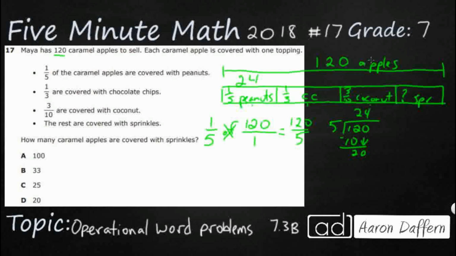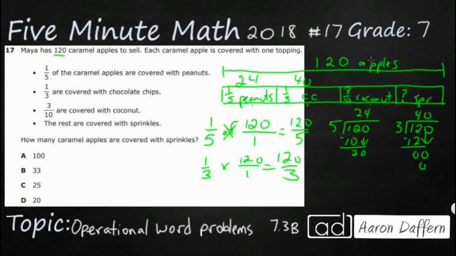So let's rinse and repeat. 1/3, that's my chocolate chips, times 120 over 1. That's going to be 120 over 3. All right, so we're going to divide 120 by 3. That's going to be a little bit easier to look at. That's going to be 40. All right, so 40. I'm almost there. I've got a 24. I've got a 40.